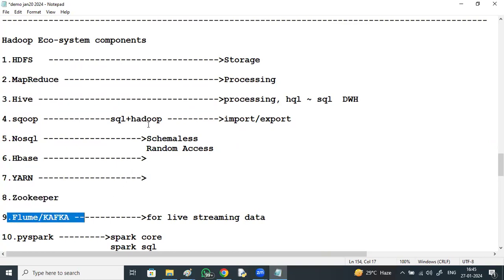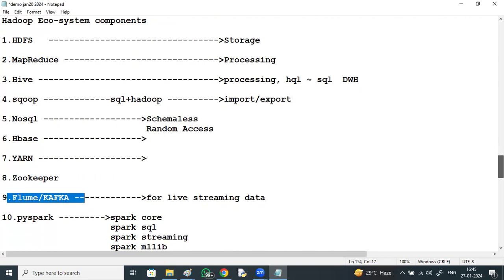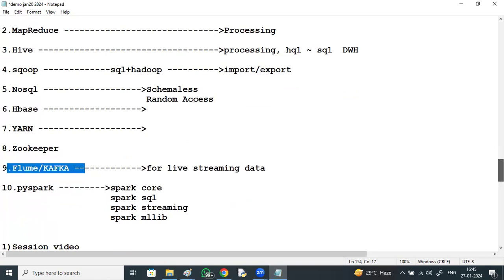Flume and Kafka are used for live streaming data. PySpark: Spark Core, Spark SQL, Spark Streaming, and Spark ML libraries.